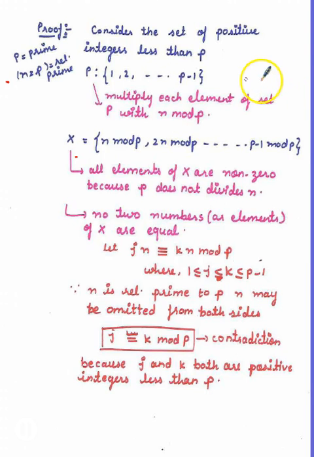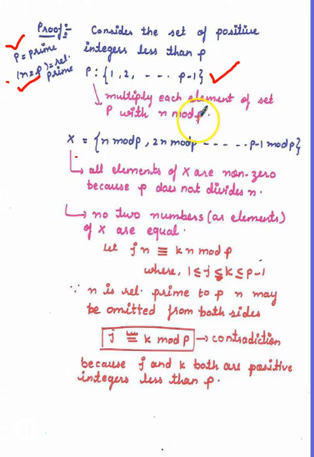To prove this theorem, we can take a prime number p and an integer n that is relatively prime to p, because for Fermat's theorem there are two conditions. There should be a prime number, and there should be an integer that is relatively prime to this number. Now we consider the set of positive integers less than p, the set P consists of integers 1, 2 up to p minus 1.